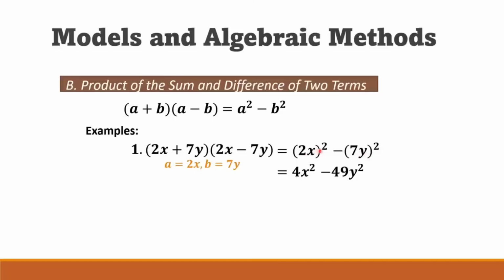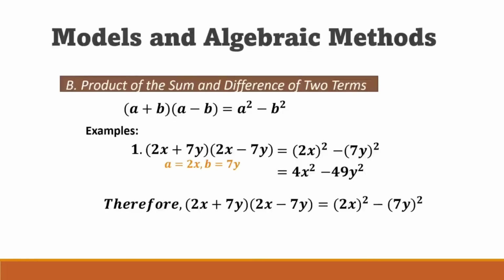So 2x, the quantity squared, is equal to 4x squared. And 7y, the quantity squared, is equal to 49y squared. So that is our final answer to this example.